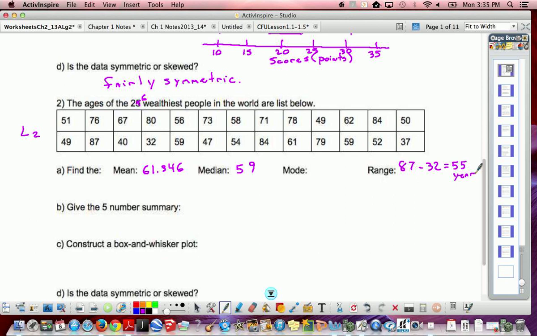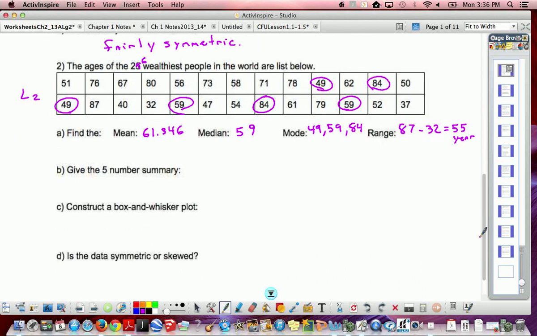Now for my mode, I'm looking for the most repeated age. So if I look here, I see a couple 49s. And if I keep on looking to see if there are any other ages, I see two 59s. And I think we had a couple 84s. I see an 84 and an 84. So all the rest of them were all different. So we actually have 3 modes, one at 49, one at 59, and one at 84.